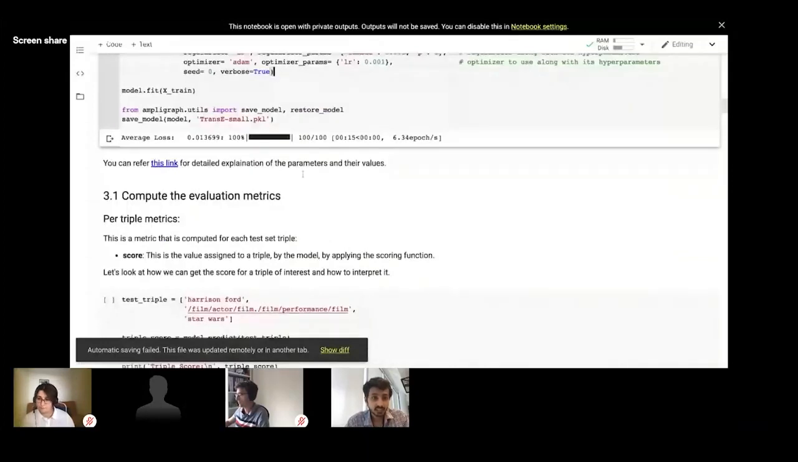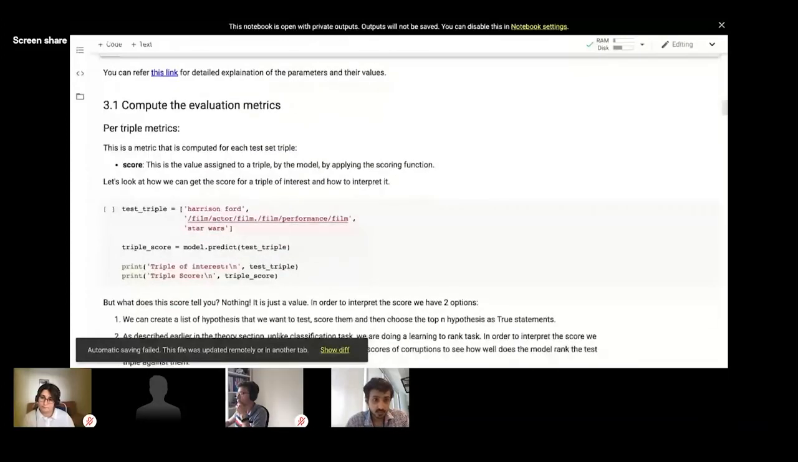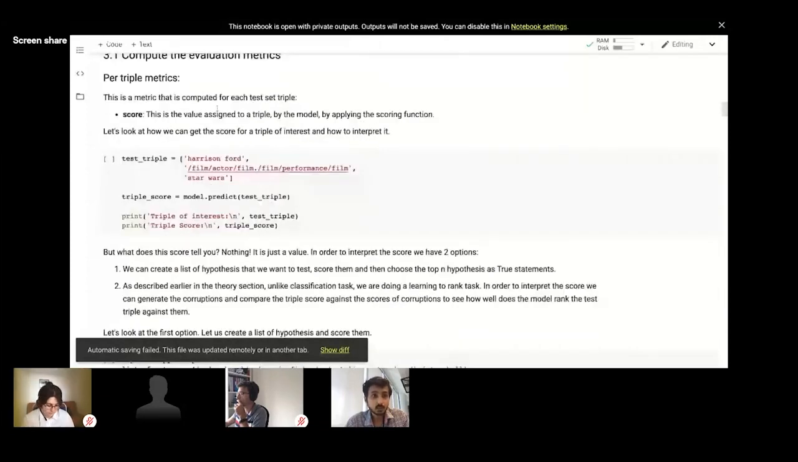So now that the model is trained, let's look at some of the evaluation metrics that Luca had mentioned earlier in the tutorials. You can categorize these metrics into two parts. One is per triple metrics, where you get a value per triple in your test set, and then you have aggregate metrics. Aggregate metrics can be used for getting the quality of the model on your test set. These are MRR, MR, and so on, what Luca mentioned earlier.